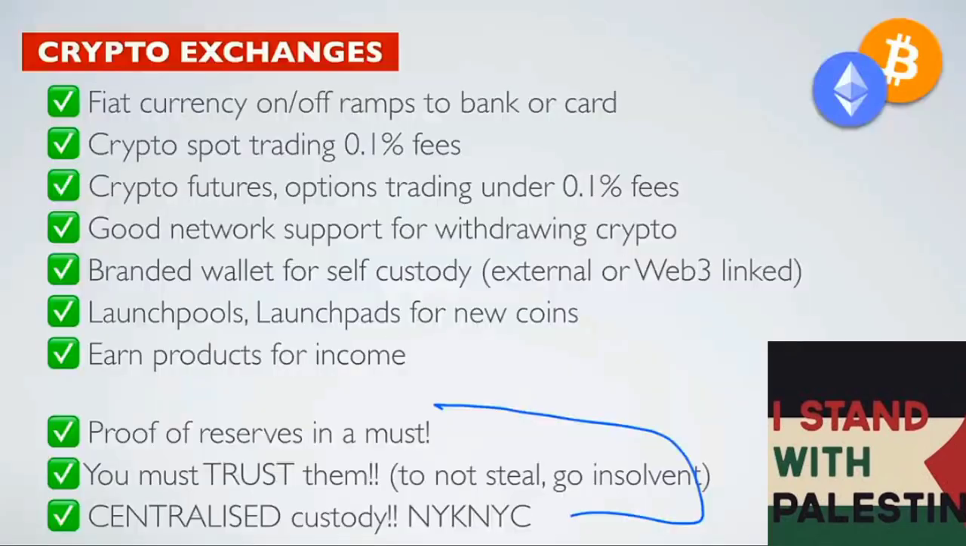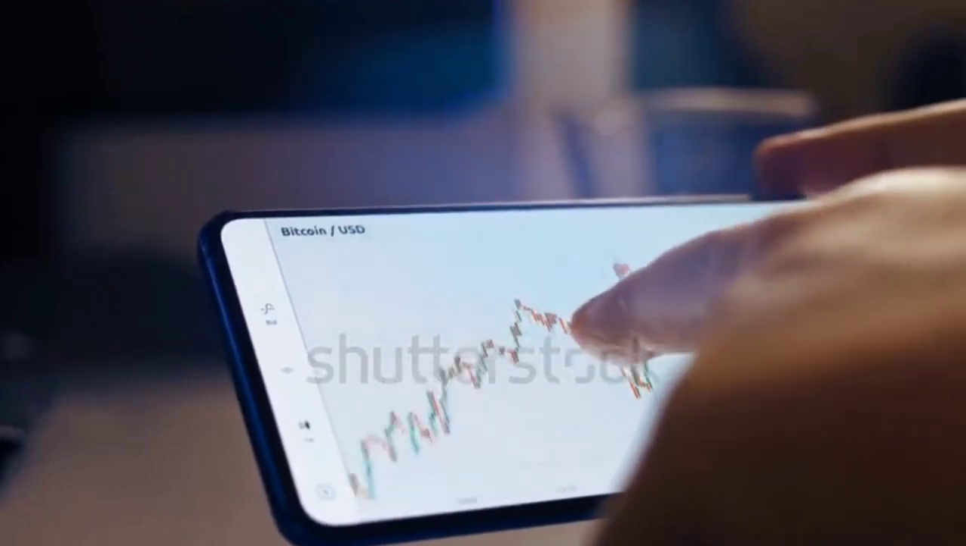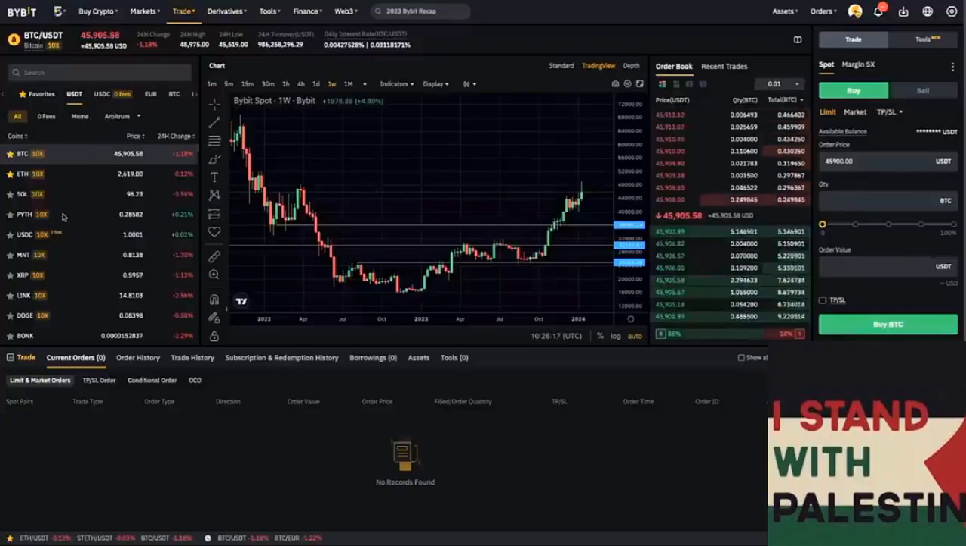So the top crypto exchange should give you more or less these options. Now we'll look at how to go ahead and trade cryptocurrency and use this type of trading screen.